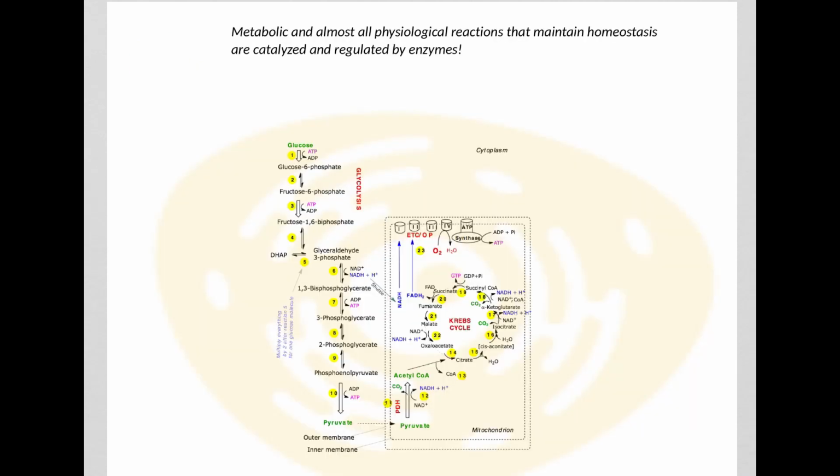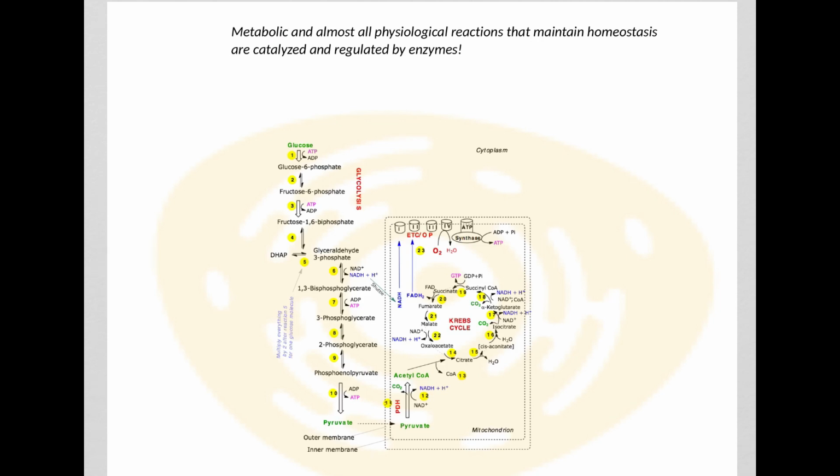Almost all reactions in the human body are catalyzed by enzymes. These could be reactions in metabolism, it could be reactions that make your blood clot, it could be a reaction that breaks down the blood clot, it could be a reaction that causes the muscle to contract, and so on. So there are hundreds and hundreds of chemical reactions that are occurring in our body all the time, and almost all of these reactions are catalyzed by enzymes.